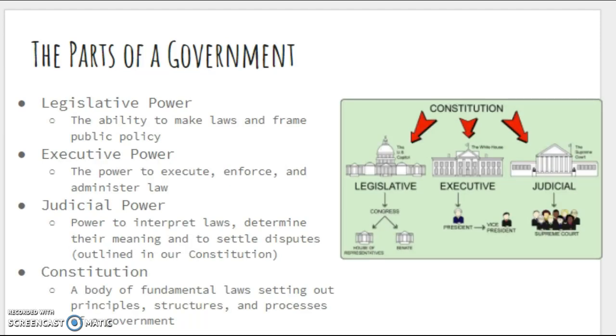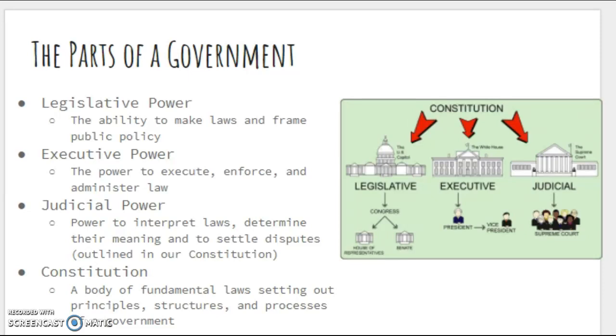All right, parts of government. So this is just going to be an overview. In later units within our course, we will be diving into each branch specifically. So the legislative, executive, and judicial branches we will be covering in depth. But the legislative branch essentially has the power to make laws and frame that public policy. The executive power has the power to execute, enforce, and administer law, as we talked about on a previous slide. The judicial power has the power to interpret laws, determine their meaning, and to settle disputes outlined in our Constitution.